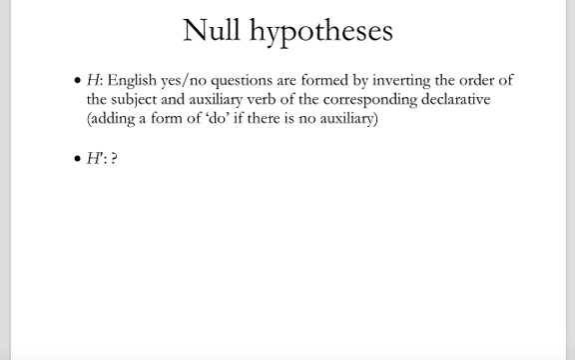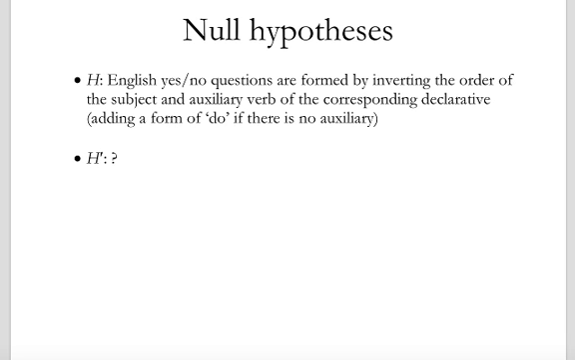So here's an example. English yes-no questions are formed by inverting the order of the subject and the auxiliary verb of the corresponding declarative. And then there's another thing about do support here, but let's just ignore that for the moment. What is this talking about? It's talking about how you make yes-no questions out of statements in English. This is presumably something that's encoded in your syntactic grammar. And so we're going to only consider statements with auxiliary verbs for the moment because it's simpler this way.